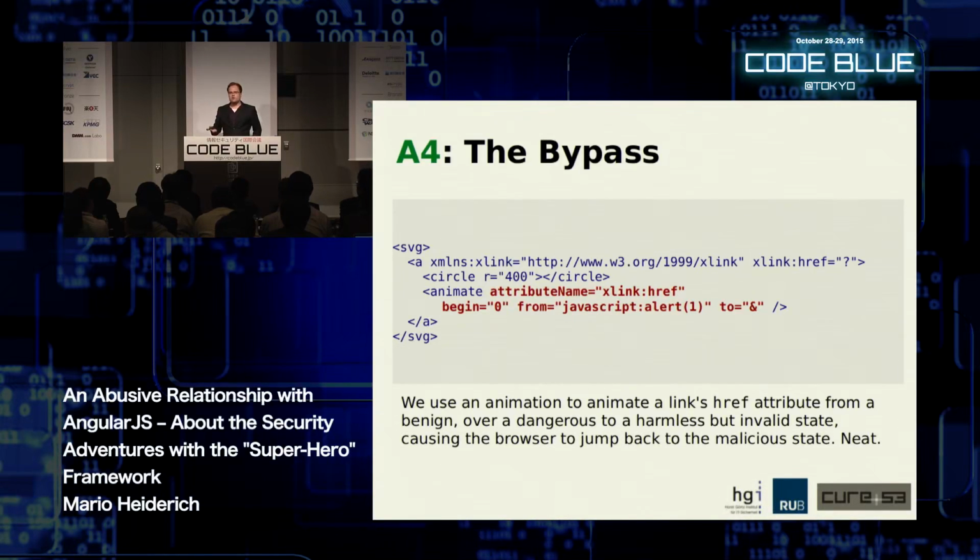So the browser will try to animate it to that invalid entity, will then realize, oh, I can't do that. And then it will forget what to get back to. And instead of using the old attribute, it will fall back to the from attribute and thereby create a JavaScript URI that is active and you have a cross-site scripting.